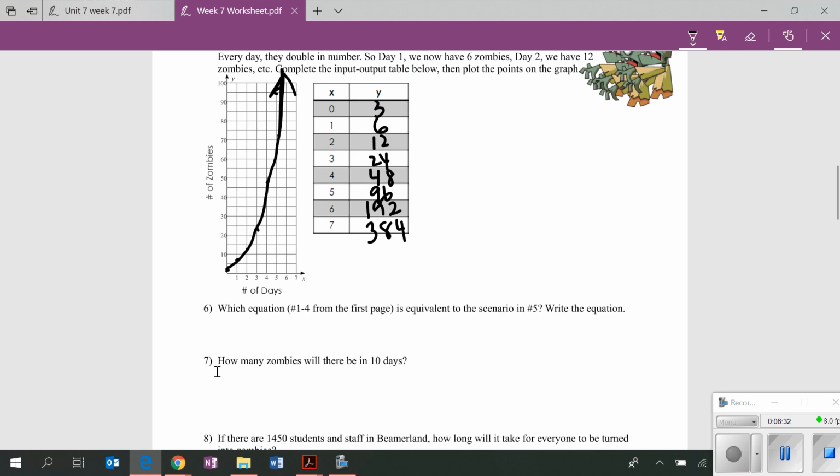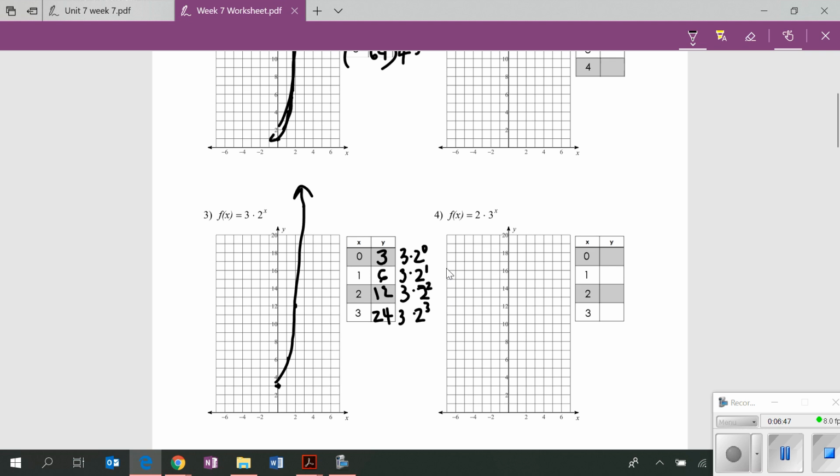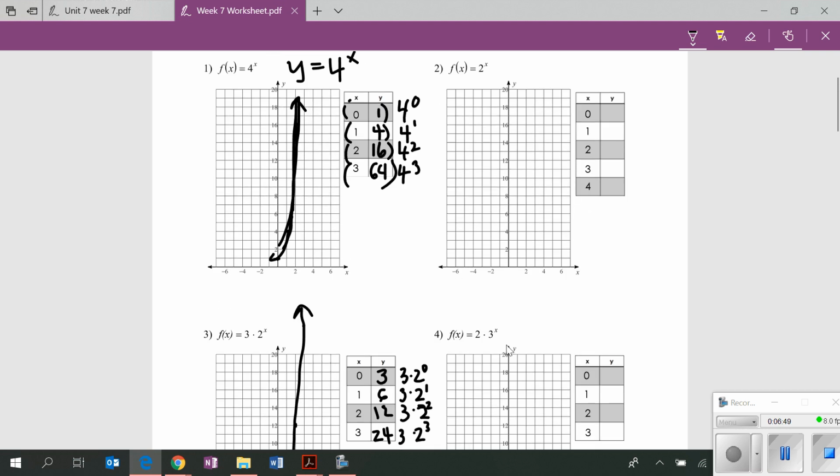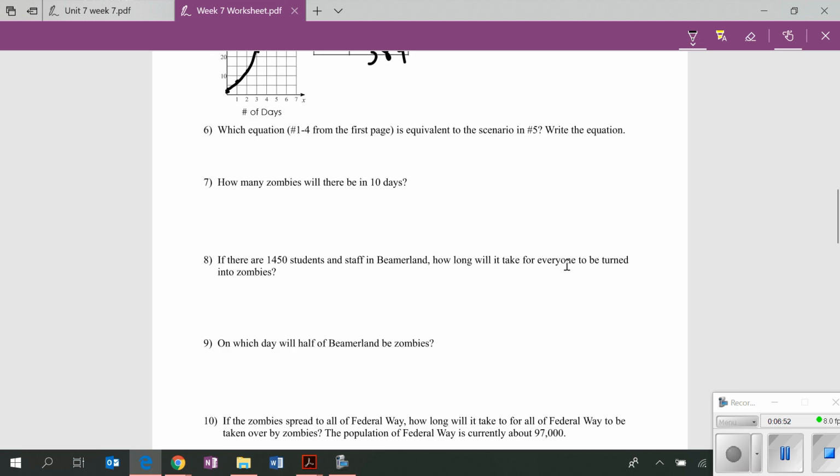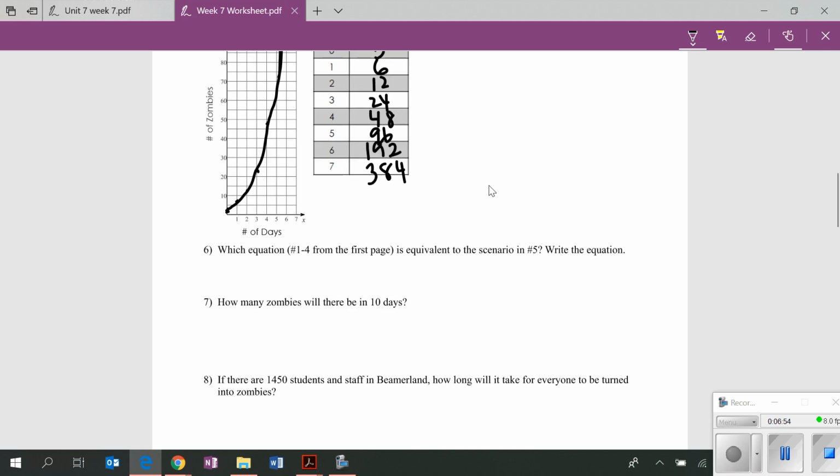The rest of the questions you should be able to do based on our table and your graph. Number 6 is asking which equation, numbers 1 through 4, is equivalent to the scenario in number 5. So you're going to use some context clues, look at your input-output tables, and see if it matches any of your input-output tables for numbers 1 through 4. How many zombies will there be in 10 days? You can continue your input-output table, or if you've figured out which equation it is, you can use the equation and plug in 10.